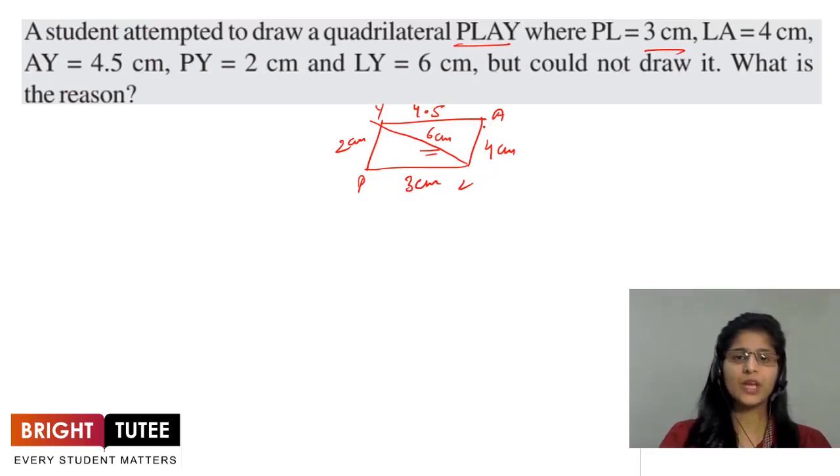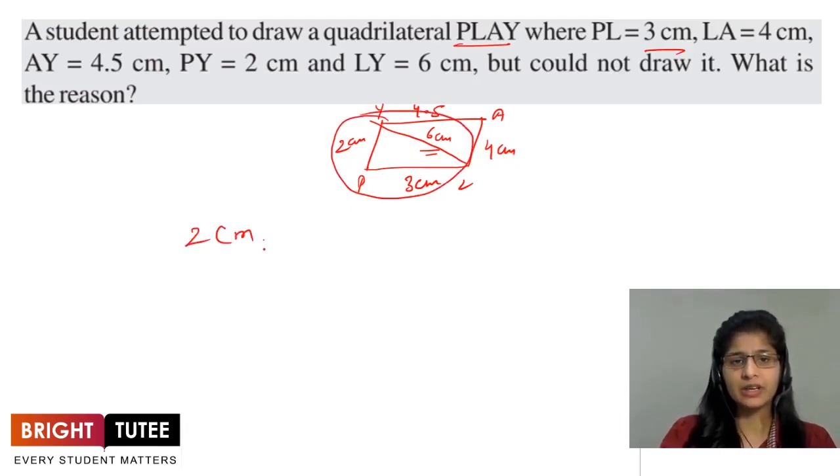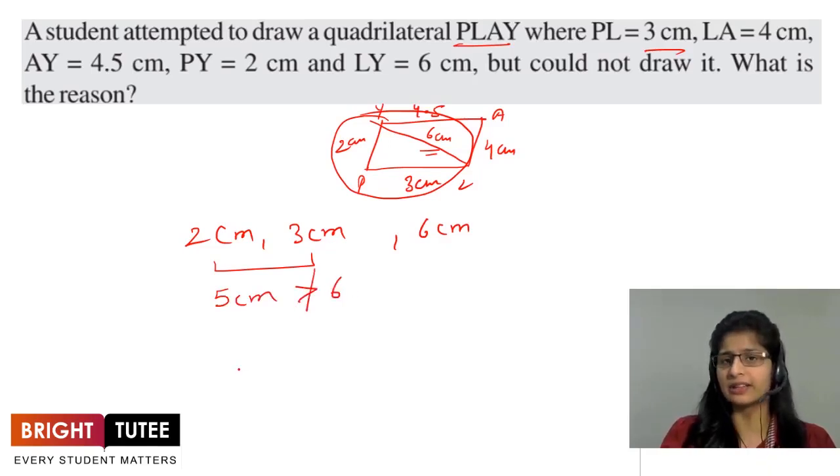As you can see, the diagonal divides it into two triangles. So the triangle inequality should be satisfied, but will a triangle be formed by these three sides? 2 centimeter, 3 centimeter and 6 centimeter. Let us try. Just see, the sum of two sides should always be greater than the third side. The sum of these two sides is 5. Is it greater than 6? It is not greater than 6. So we say that the triangle will not be formed.